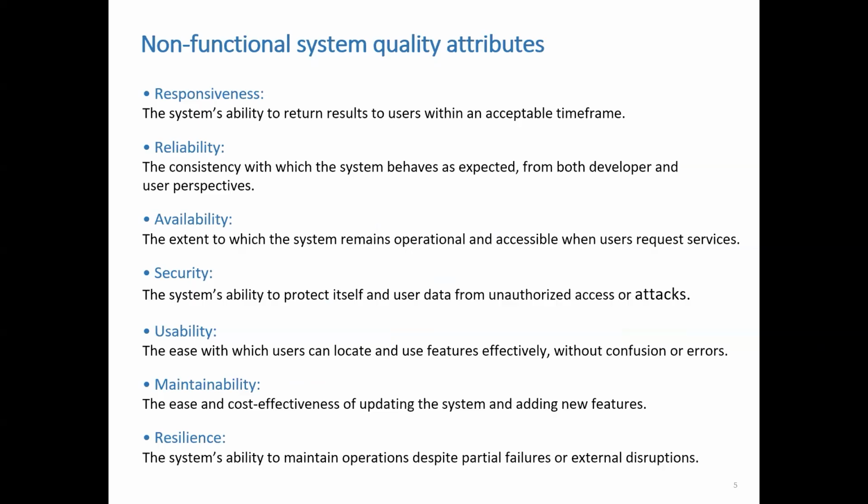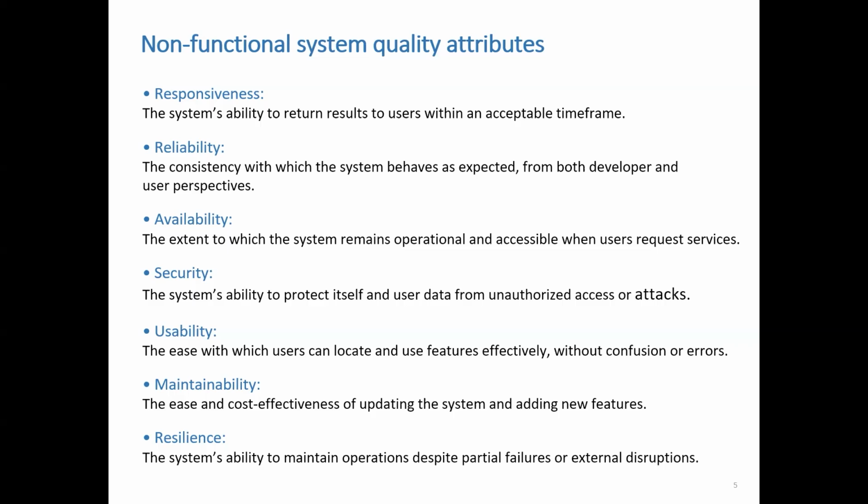Now that we have mentioned how architecture affects non-functional properties, let's break down what those actually are and why they matter. First, we have responsiveness. This one's about speed. Is the system fast enough? When users interact with it, do they get responses quickly and smoothly? And next is reliability. This refers to how consistently the system behaves the way it's supposed to. We want both developers and users to be able to trust that features work as expected.